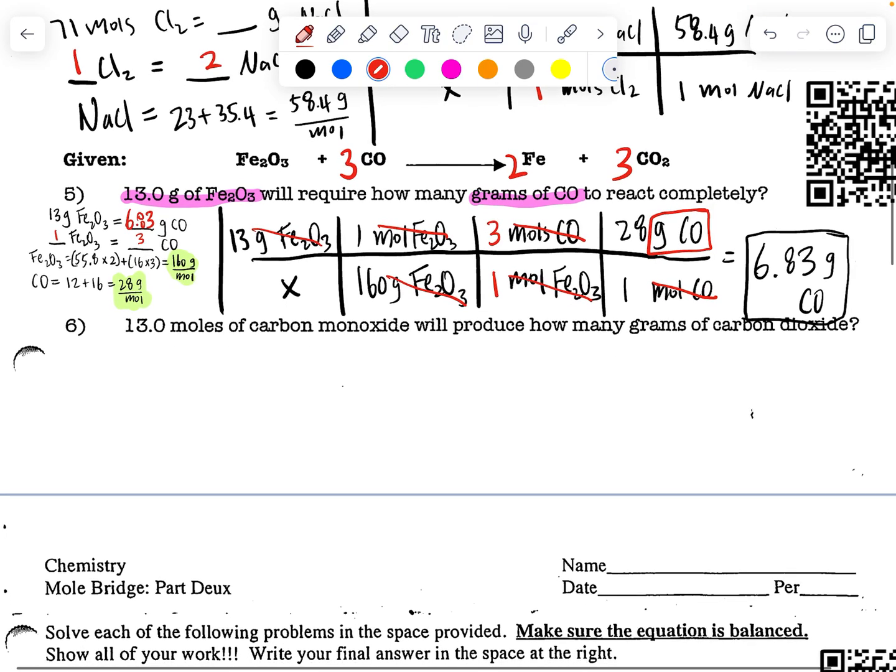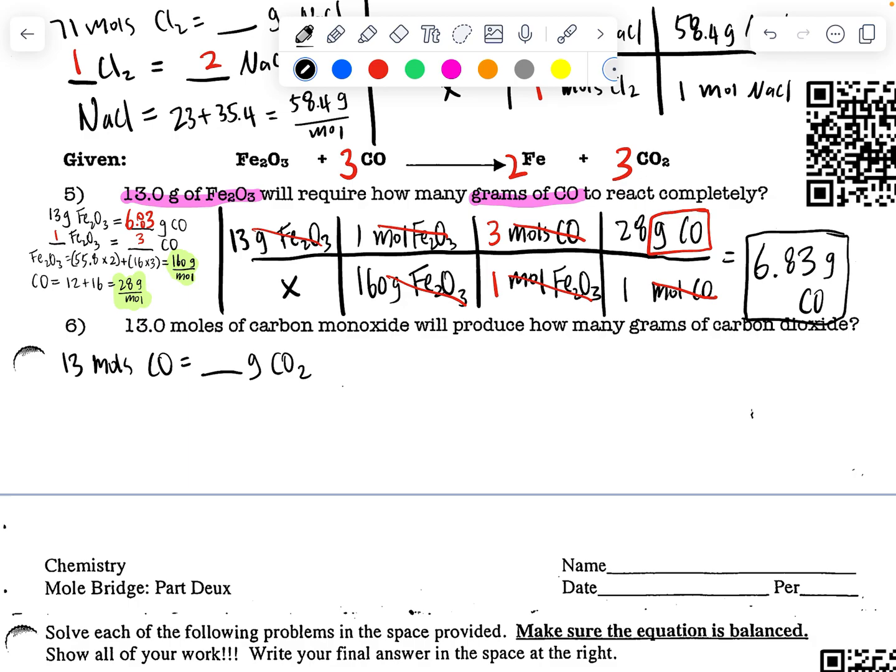Number 6. Now this one I'm going to really try to speed through. It'll be very similar to what we just did for number 5. All right, here we go. 13 moles of carbon monoxide will produce how many grams of carbon dioxide? There's a difference between monoxide and dioxide. Mono means 1, di means 2. So here's my objective. 13 moles of carbon monoxide equals how many grams of CO2?